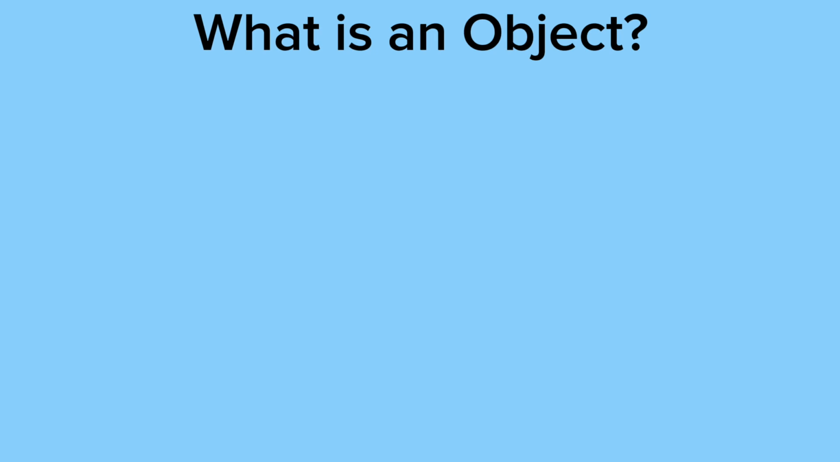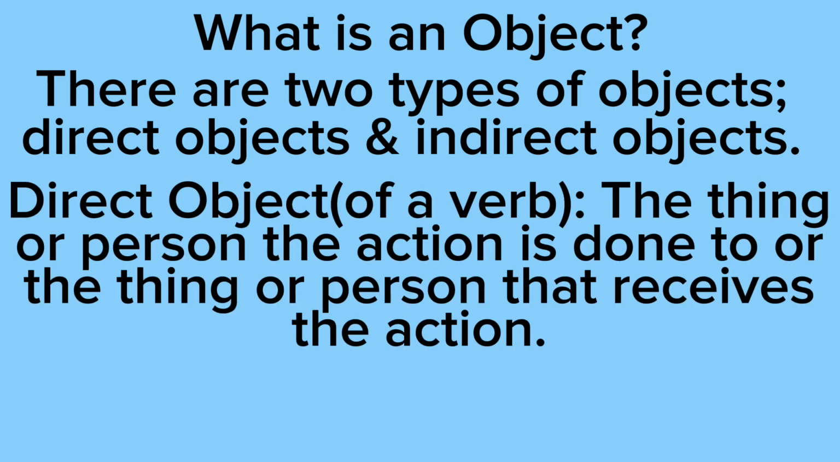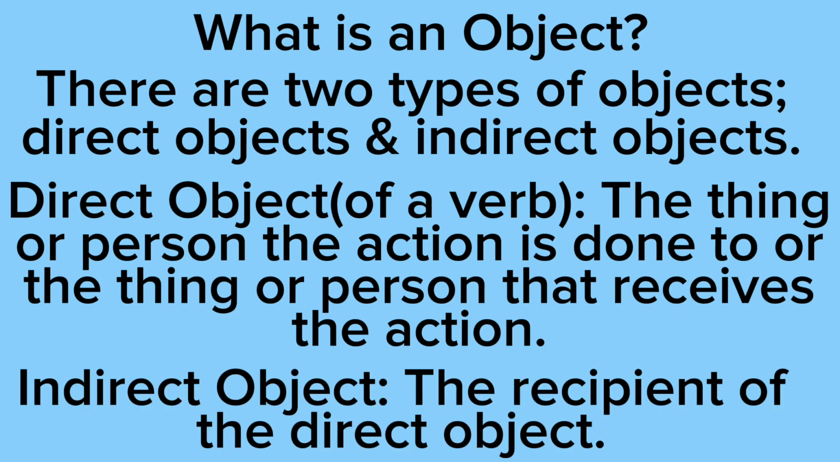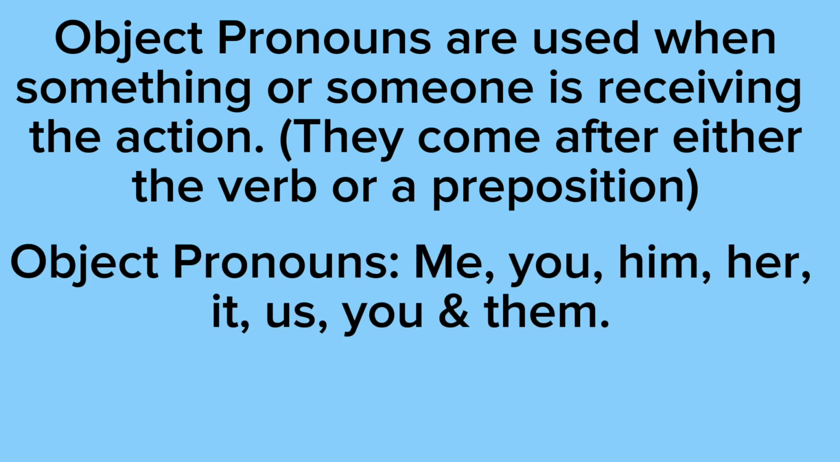So what is an object? There are two types of objects, direct objects and indirect objects. A direct object of a verb is the thing or person the action is done to, or the thing or person that receives the action. An indirect object is the recipient of the direct object. Object pronouns are used when something or someone is receiving the action. They come after either the verb or a preposition. Here are some object pronouns: me, you, him, her, it, us, you, and them.